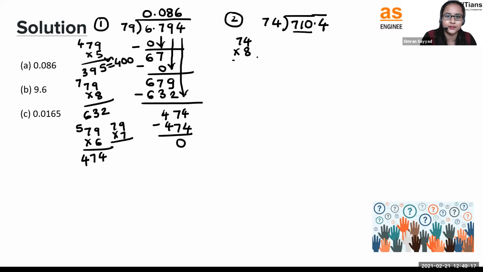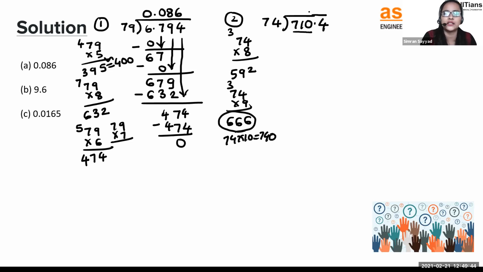Let's check for 8. 8 4s are 32, 8 5s are 40, 8 6s are 48, 8 7s are 56. 56 and 3 is 59. No, still it is not. Let's go for 9. 9 4s are 36, 7 9s are 63. 63 and 3 is 66. Yes. Because 74 tens will be how much? 740. So we have to consider this one only. So it is how much? 9s are 666.